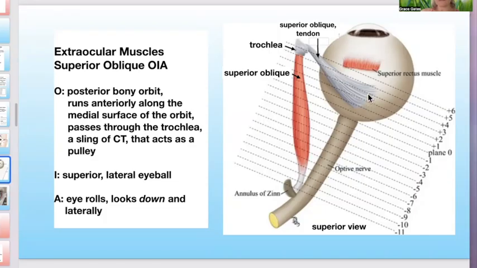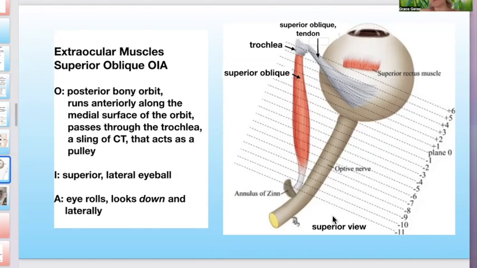And as mentioned, this causes the eye to look down and laterally. I know that it's a little difficult to imagine how the movement of this muscle is causing the eyeball to look down, to roll down and laterally, but just do your best to think it through.